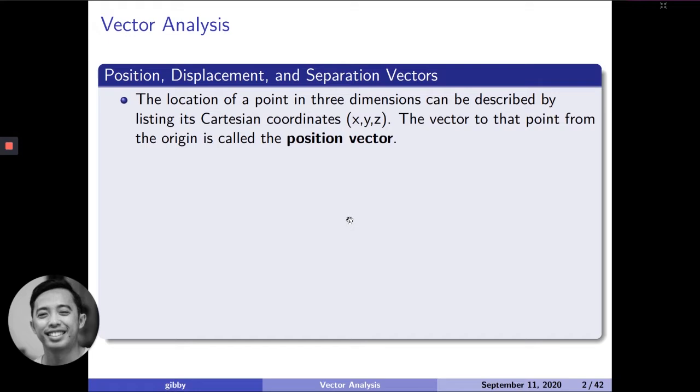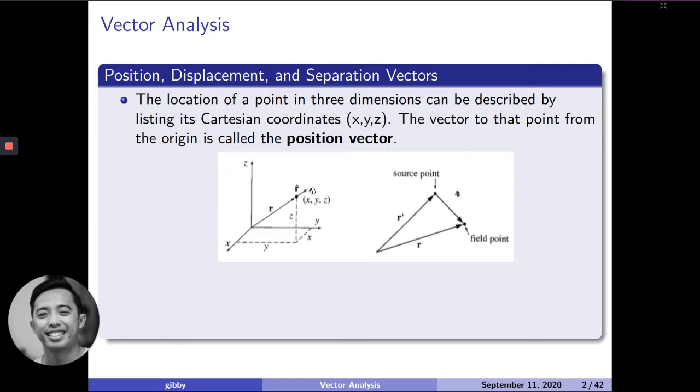So first thing, we go back to our discussion on position, displacement, and separation vectors. The location of a point in 3 dimensions can be described by listing its Cartesian coordinates, x, y, z. So the position in terms of x, y, and z could be 1, 2, 3, or could be 3, 2, -1. The vector to that point from the origin is called the position vector. It always goes from the origin to the point in question.